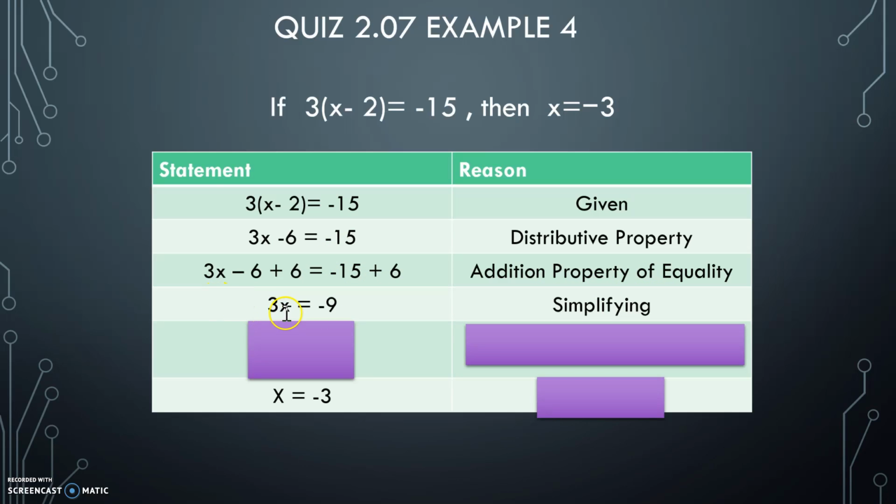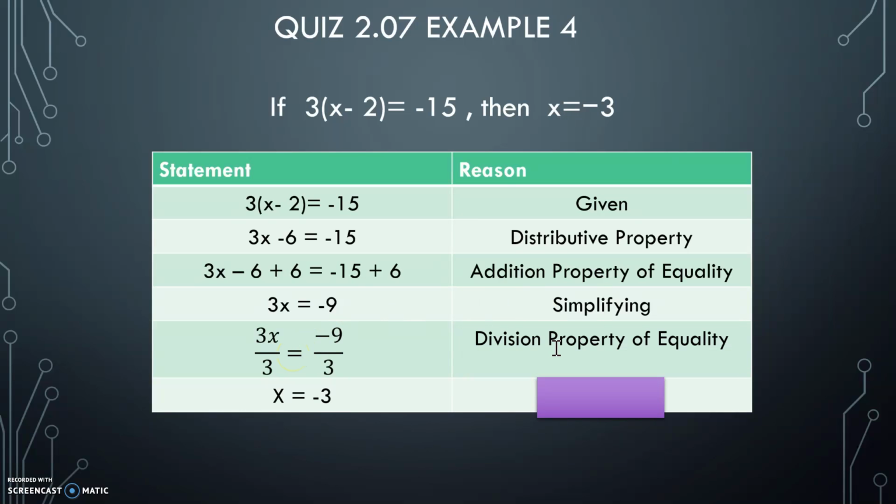And now we have to divide both sides by 3. That is the division property of equality. And then x equals negative 3, that is simplifying.